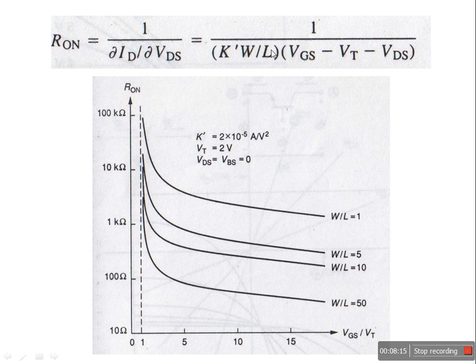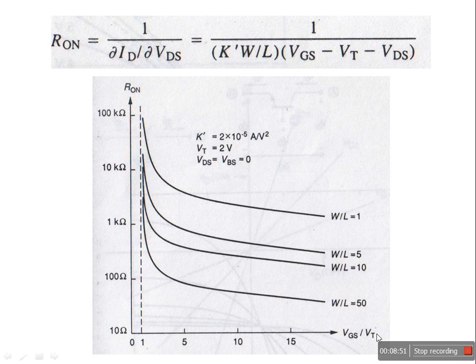Also we can note the effect of the W by L ratio. If we increase the W by L ratio, this value will be decreasing, hence the on resistance of the transistor will also be decreasing. So here is the plot showing this effect. This is VGS over VT versus on resistance at these fixed values of K, VT and VDS. So on resistance is decreasing as we increase the VGS.